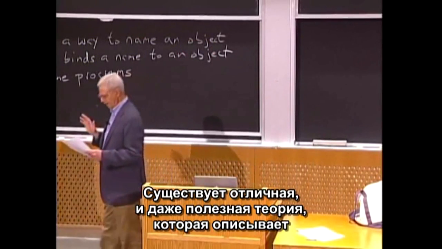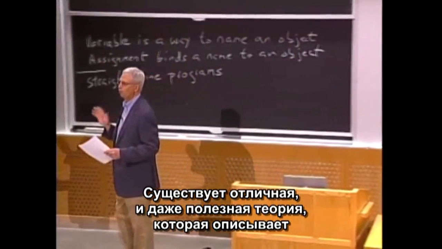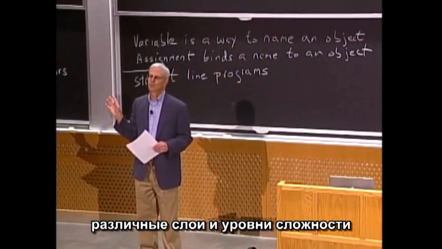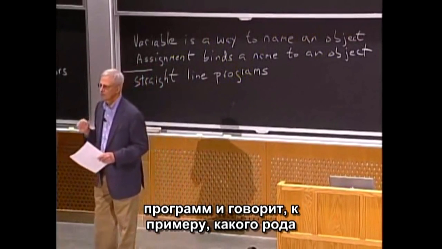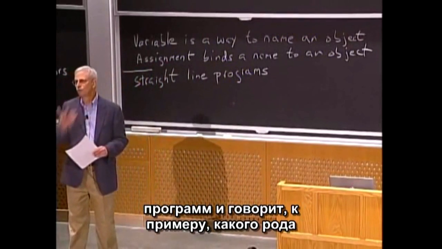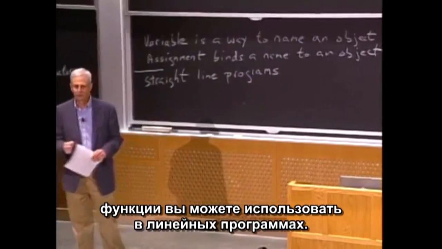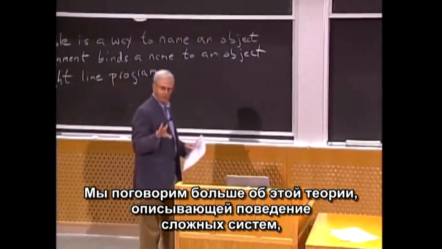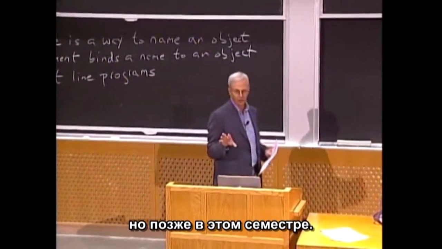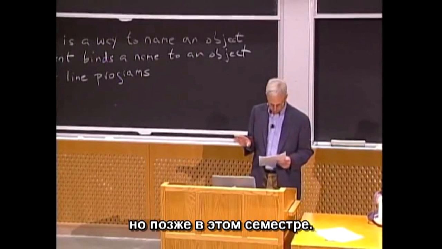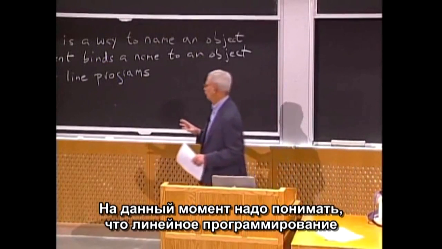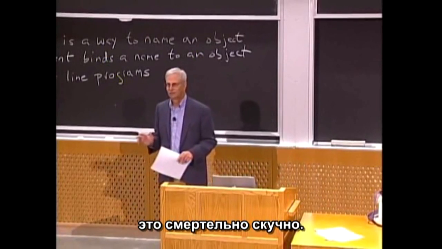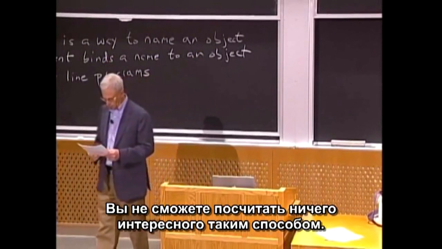There is a very elegant and even useful theory that talks about different levels of complexity of programs and says, for example, what kind of functions can you compute with straight line programs. We'll talk more about that field, which is called complexity theory, later in the semester. But for now, the thing to realize is that straight line programs are just dead boring. You can't compute anything interesting with one.